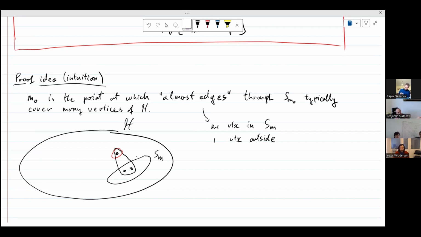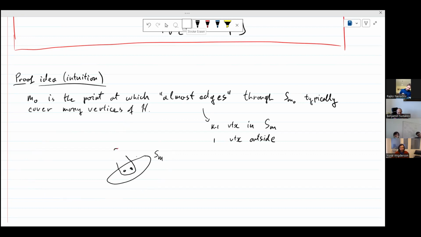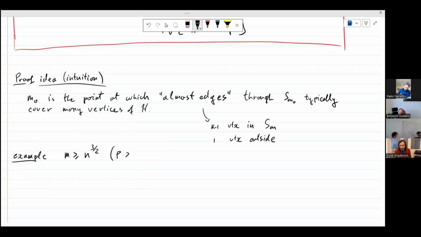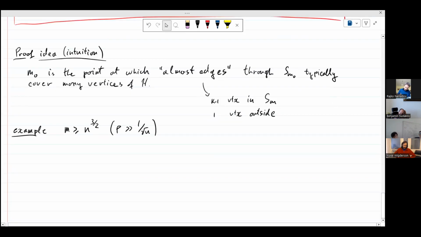Now let me go over this once again. Let me show you an example of why this is the case. If we look at the case of triangles, then if you do the calculation or look at the plot I've shown you before, the regime you're interested in is when m is bigger than n to the 3/2, or equivalently when p is bigger than 1/square root n.